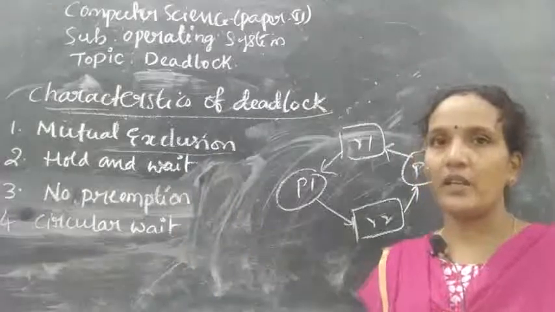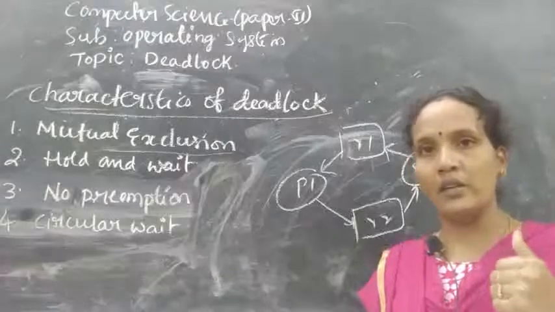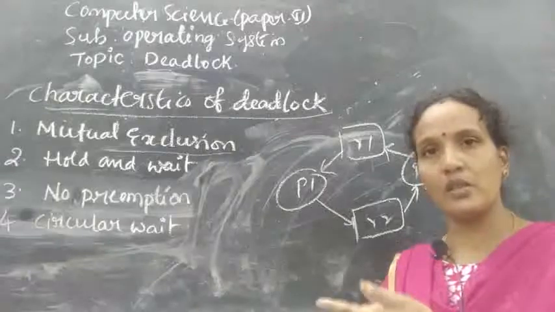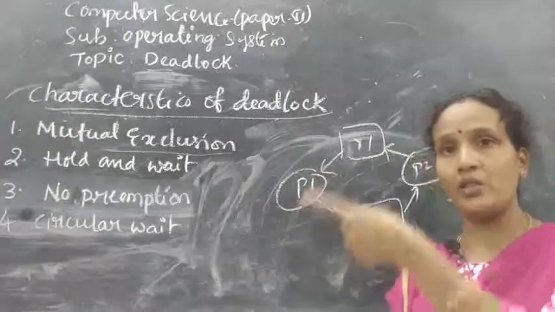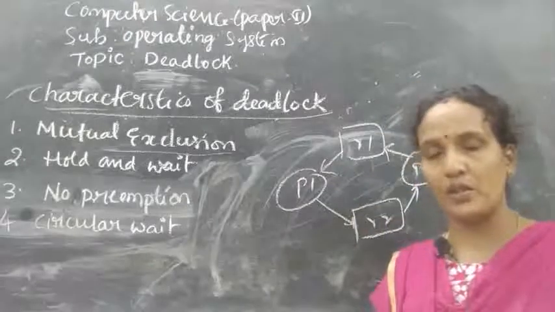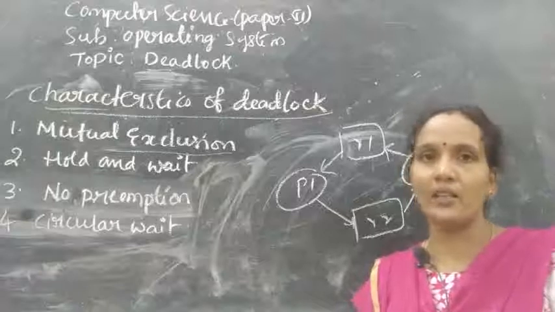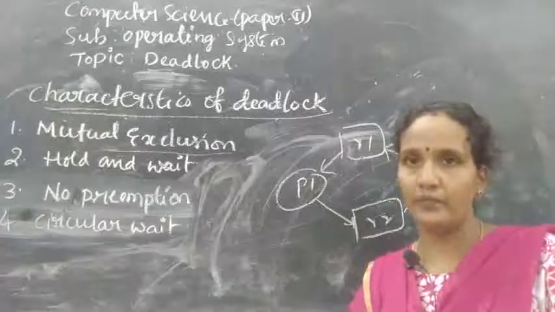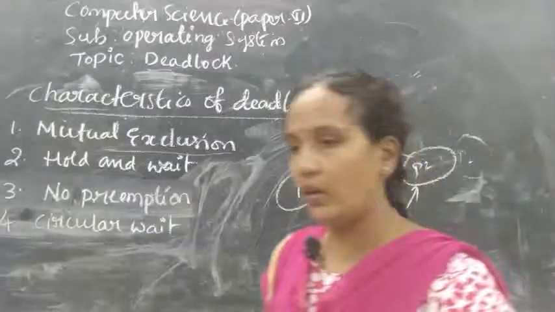Circular wait means the first process is requesting a resource held by the second process, the second process is requesting a resource held by the third process, and the last process is requesting a resource held by the first process. This is called a circular wait. In this case, the process will never complete its execution. So this situation also leads to a deadlock. Understand? Write down these four characteristics of deadlock. Okay?